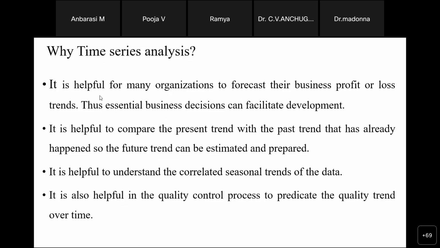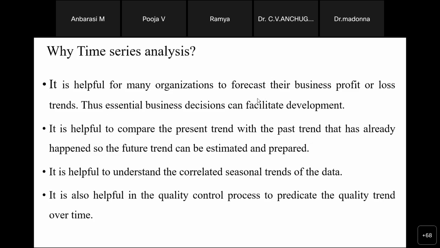Actually, why should we go for time series analysis? Generally it helps in analyzing the pattern of the data over a graph, and based on the graph we can predict whether it is going to be an uptrend or a downtrend. In the case of the stock market, based on the graph itself we can predict whether the trend is going to go up or down. So based on that we can avoid the loss.